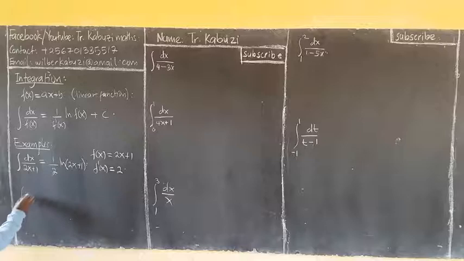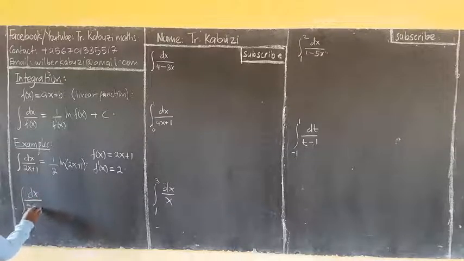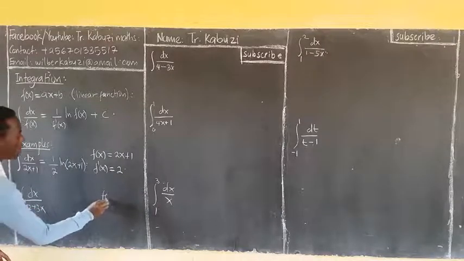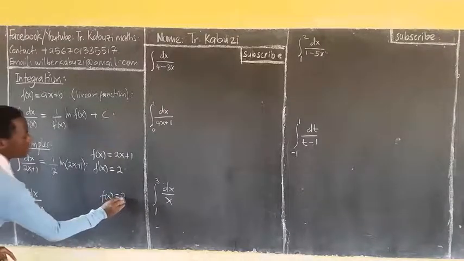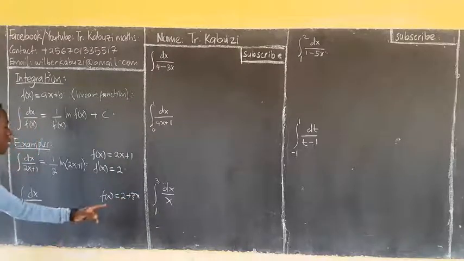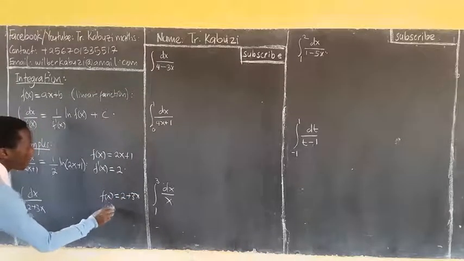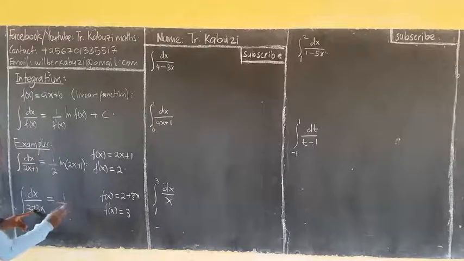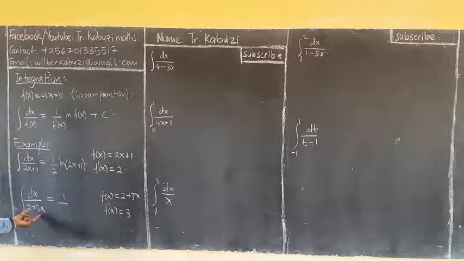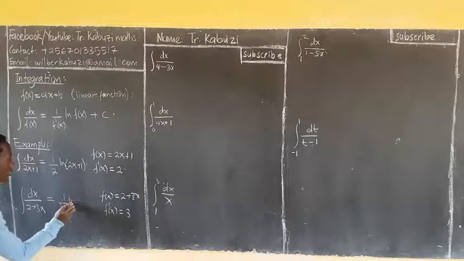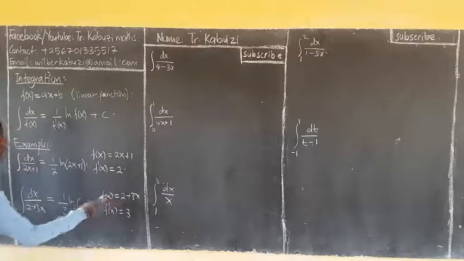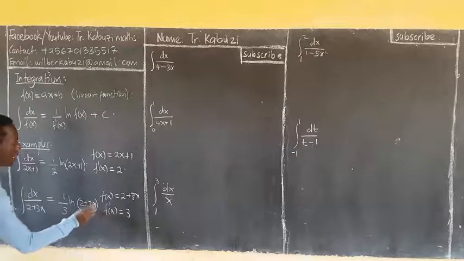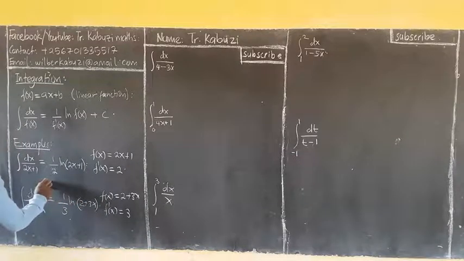If I had, say, integrate 1 over 2 plus 3x dx, my f of x will be 2 plus 3x. When I differentiate this, I have 3. So this will be 1 over the derivative of this function, which is 3, then natural log of the function, which was 2 plus 3x. Of course, plus a constant of integration.